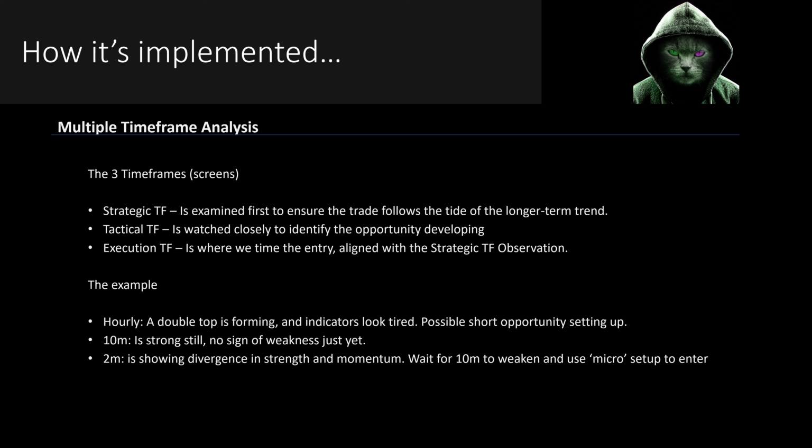An example would be if you've got an hourly chart up and you see a double top forming and the indicators look tired, like it might not break out. There's a possible short opportunity setting up there. You dial back and you look at the 10-minute chart now. It looks still strong and there's not a sign of weakness yet. You dial back again and look inside your 2-minute. You can see that it's diverging in strength and momentum, but you probably still need to wait for that 10-minute to weaken and then toggle back over to your 2-minute to keep an eye on it. Basically, you're glancing back and forth between those two.